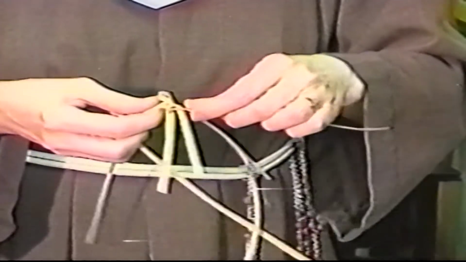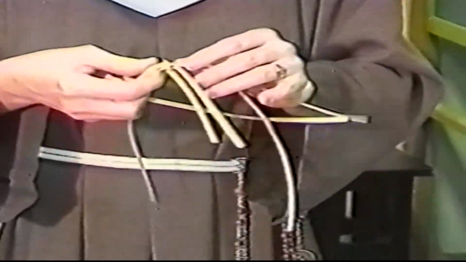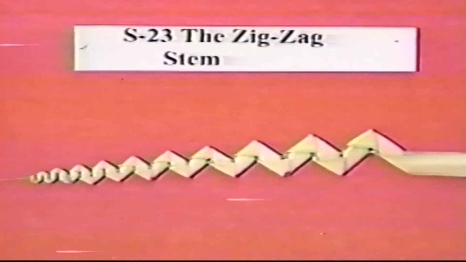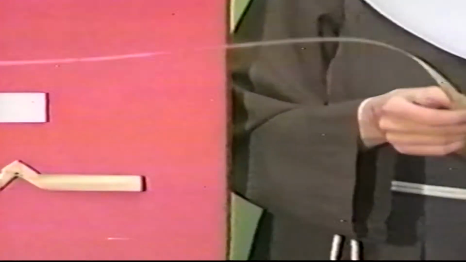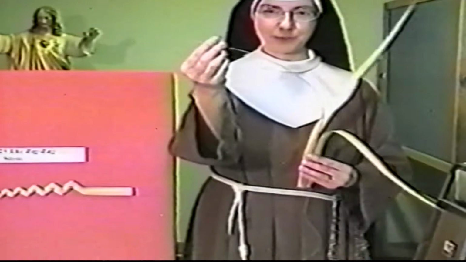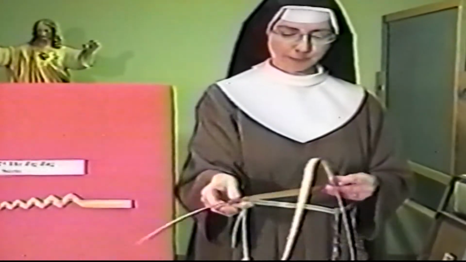And of course, this is a very unfinished piece, but there's your star point. The zigzag stem is really nice for suspending a bird or a fish or a flower from the edge of the rib. And what you do is strip the 2 pieces of palm away from the rib. So you actually have 3 pieces that you're working with here.